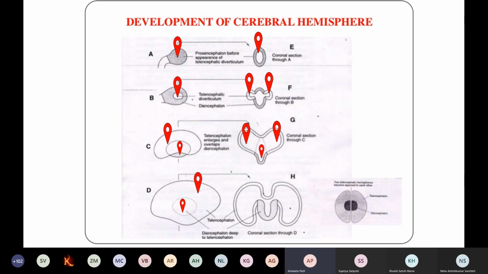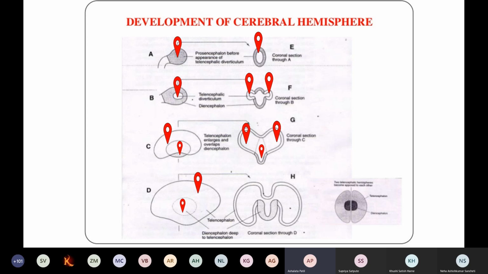Now coming to the development of the cerebral hemisphere. Here, this is the prosencephalon. In the section, you can see the cavity of the prosencephalon. Now this shows two vesicles on either side. This is called the telencephalon, and the original part persists as the diencephalon. So from the prosencephalon, you can see on either side these two telencephalic vesicles.